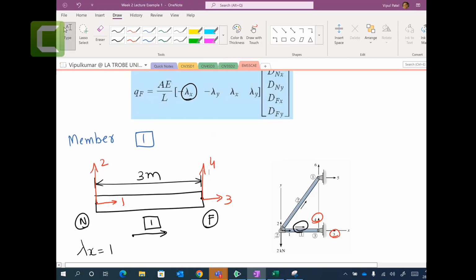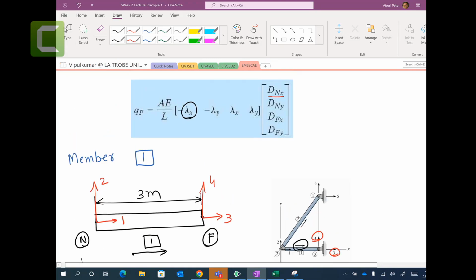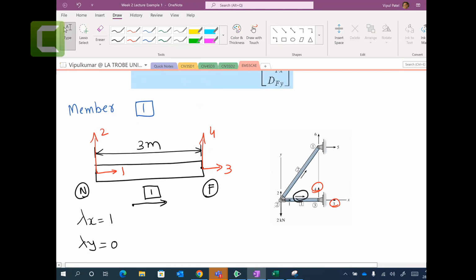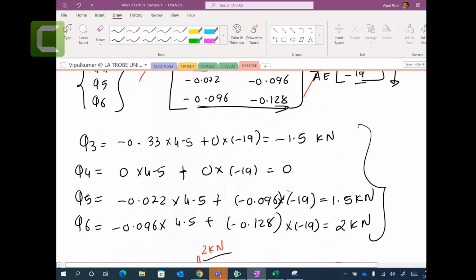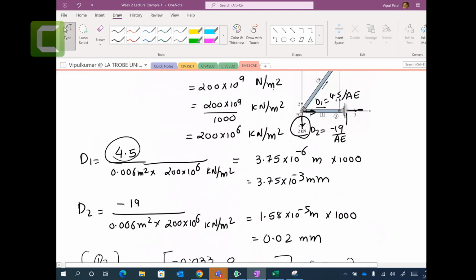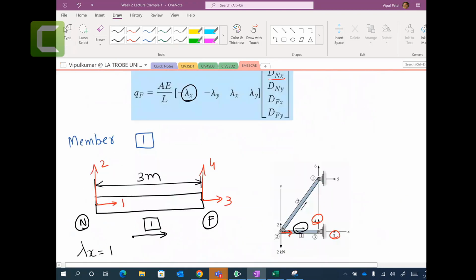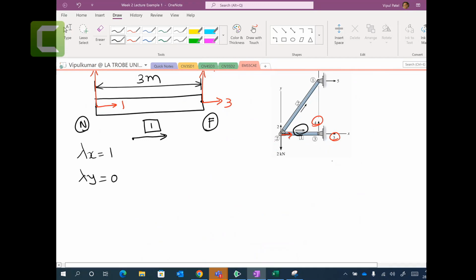Now we can use this equation and plug in the values. Near node x, and we have a displacement, by the way. One displacement is here. We calculated d1 and d2, 4.5 and minus 19. So d1, d2 we calculated is equal to 1 over AE, 4.5 and minus 19. We did this one, right?